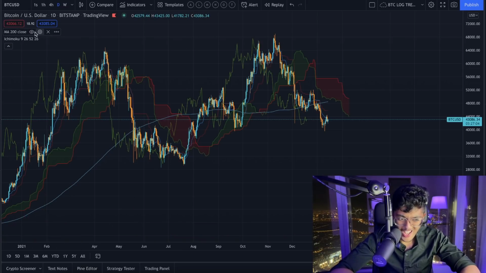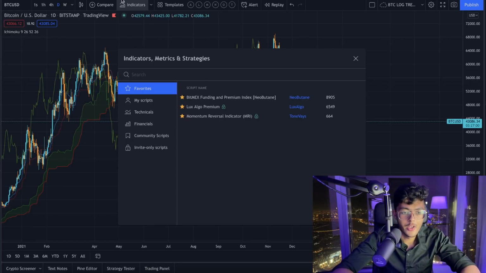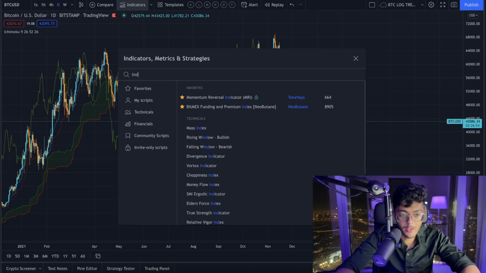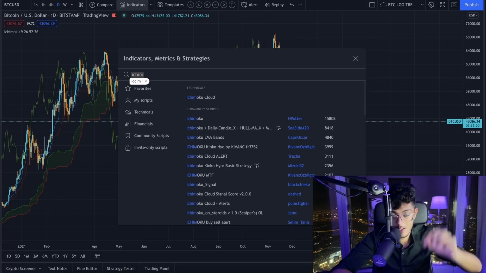So I just want to focus on the Ichimoku cloud right here. First of all, we've got to start with how do you get it. You're going to click on the indicators button right at the top of TradingView, and then you're going to type in Ichimoku cloud.